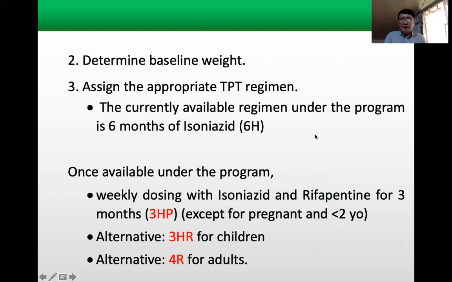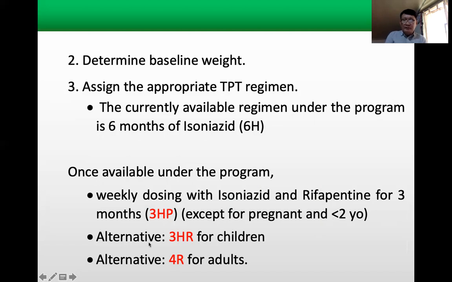Determine the baseline weight, okay? This is important, especially when we monitor response to treatment. Assign the appropriate TPT regimen. Okay, the currently available regimen under the program is 6 months of isoniazid. This is the currently available. We are still using isoniazid. But once available under the program, there is the so-called weekly dosing with isoniazid and rifapentine for 3 months. This is 3HP, okay? Except for pregnant women and children less than 2 years old.